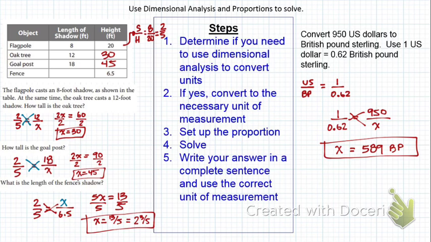So again, the big idea is set up a proportion, cross multiply. This is easy once we figure out how to set things up, but it's hard to set it up at first.